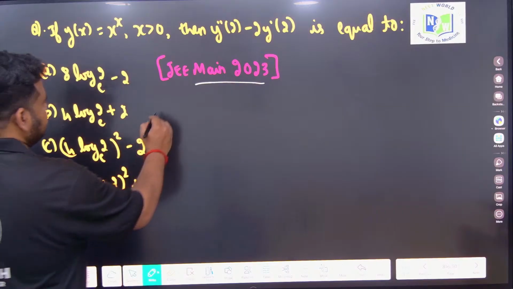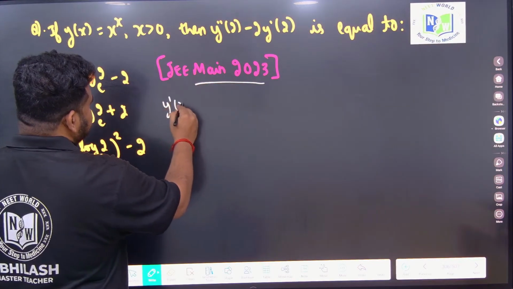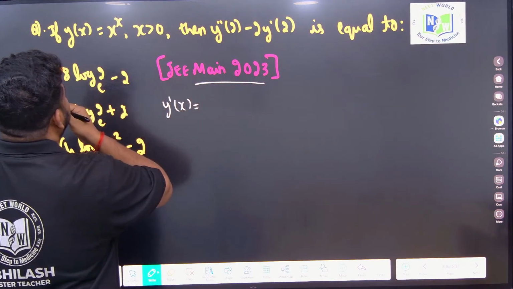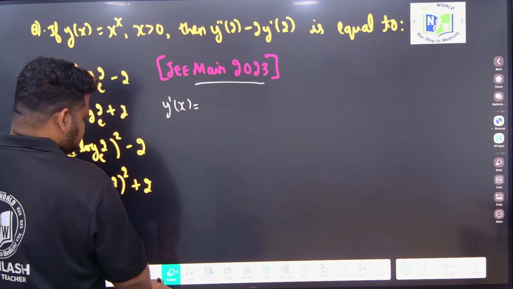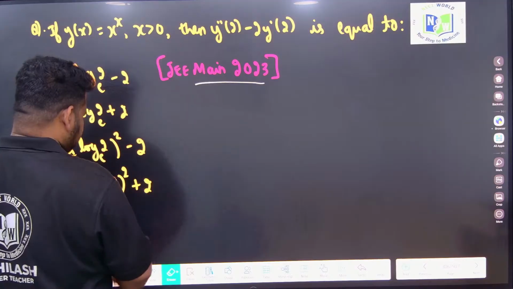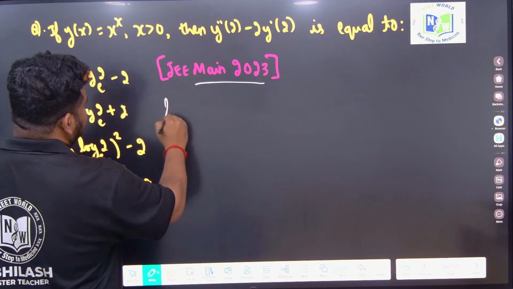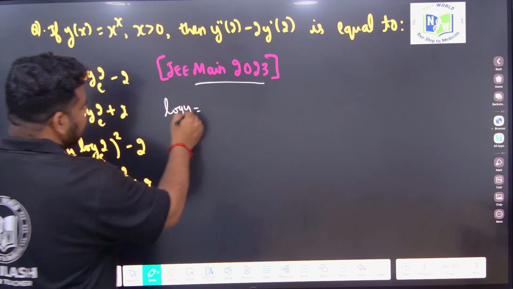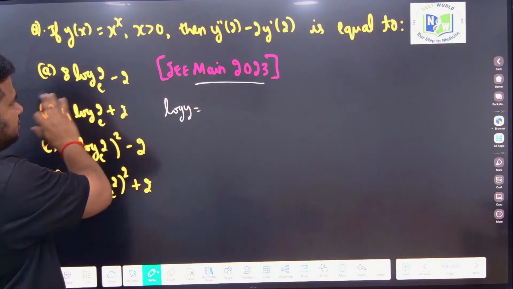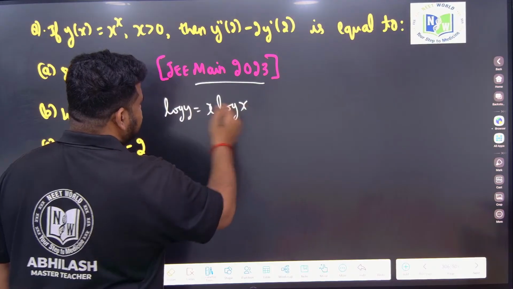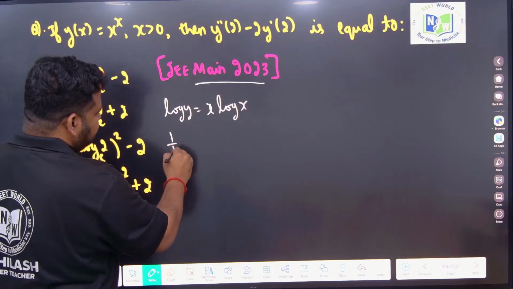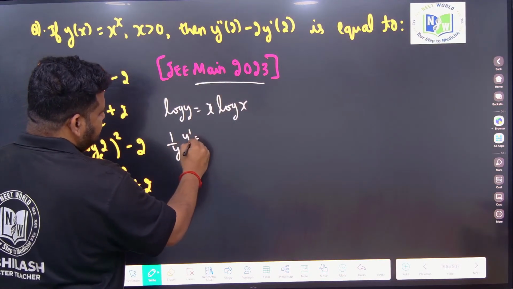So let us differentiate once, that is y dash of x is equal to what? You have to apply logarithmic differentiation. So let us apply log on both sides. This will become log y. I will tell the shortcut also for logarithmic differentiation, but as of now, learn the conventional way. X into log x. So we will be having 1 by y into y dash.